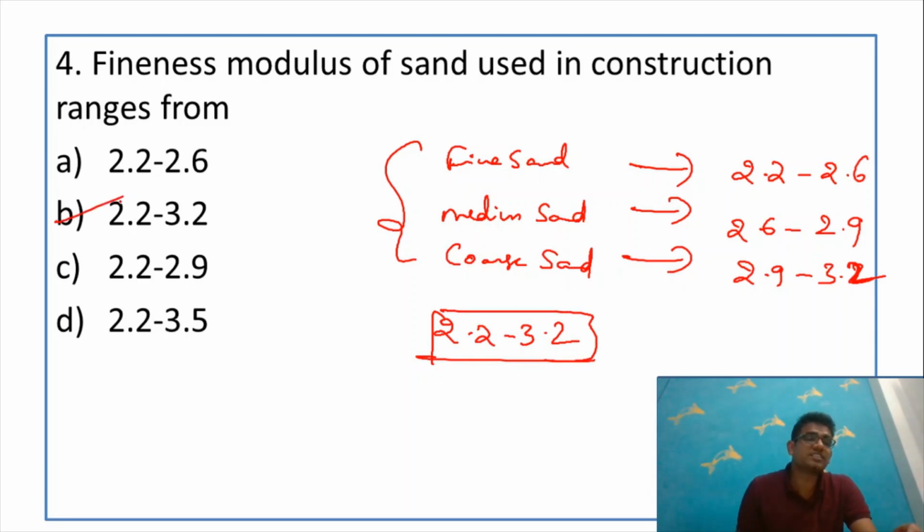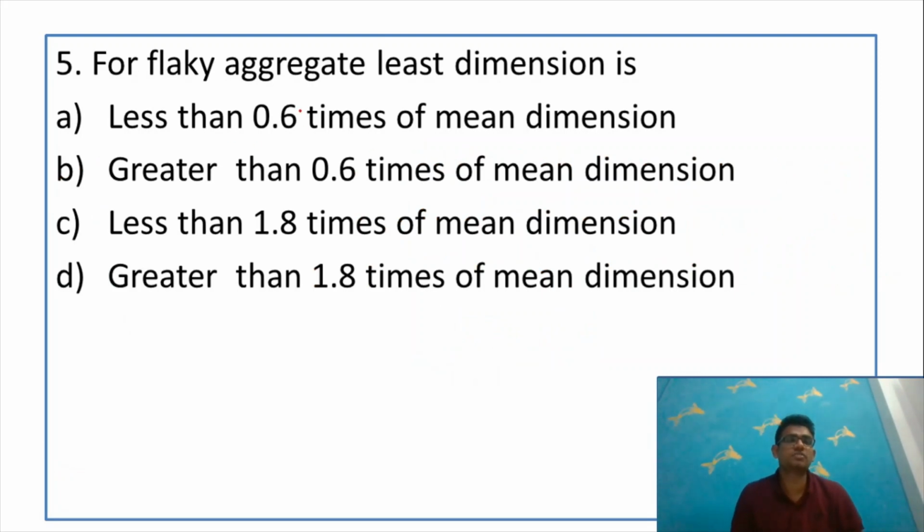Okay, so that's the answer. For the construction sand, it varies from 2.2 to 3.2. But particularly if they ask like fine sand, medium sand, and coarse sand, then you have to take these answers. Next one. For flaky aggregate, least dimension is.